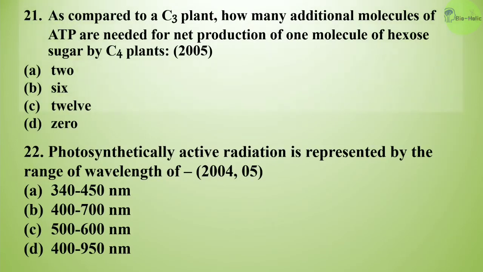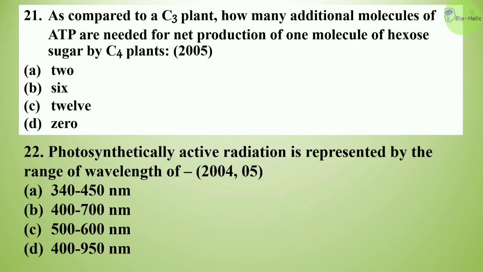Then the 21st question is as compared to a C3 plant, how many additional molecules of ATP are needed for net production of 1 molecule of hexose sugar by C4 plants? We know that 12 molecules of ATP are needed for net production of 1 molecule of hexose sugar by C4 plants.